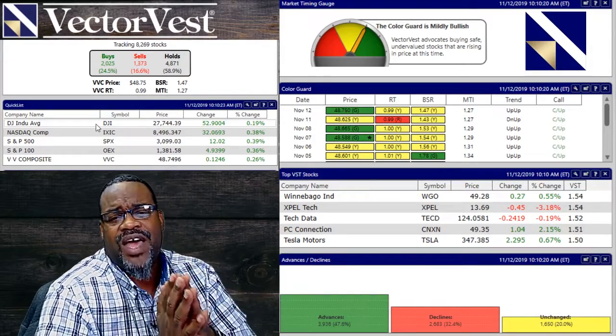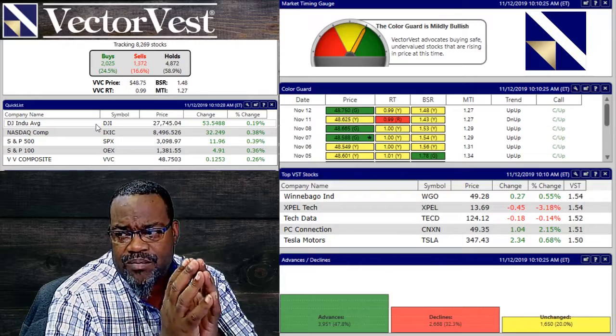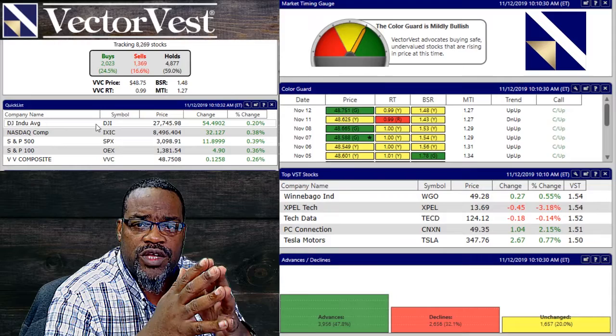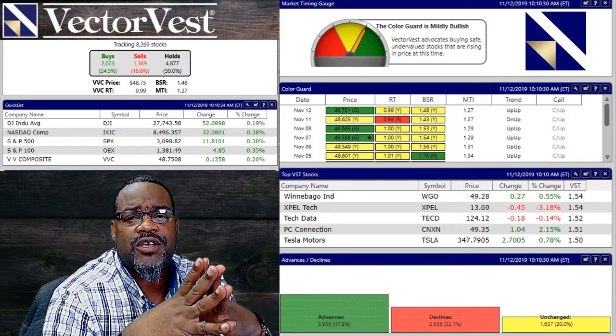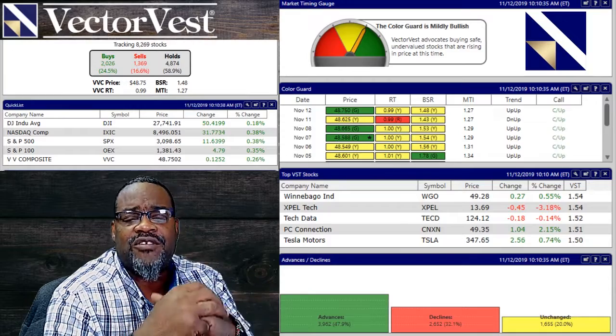Now, the S&P 500 is the index that most people use to track the movement of their portfolio. Is their portfolio making money or not? And they use the S&P 500. It does track 500 stocks.